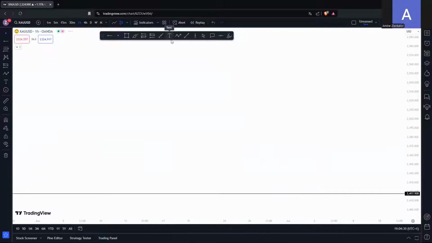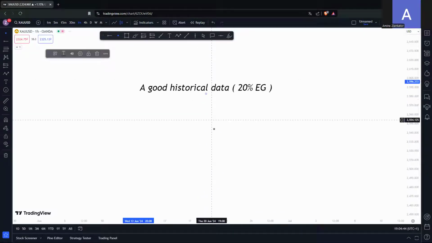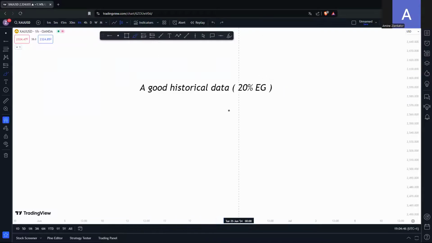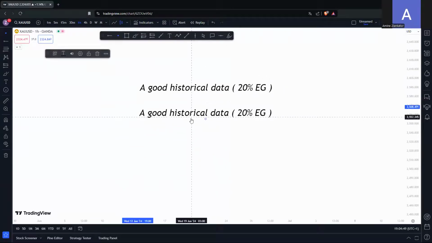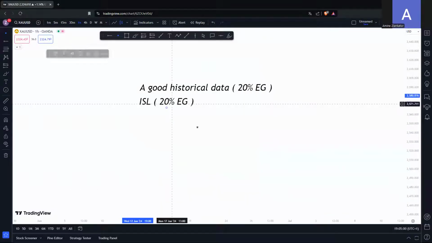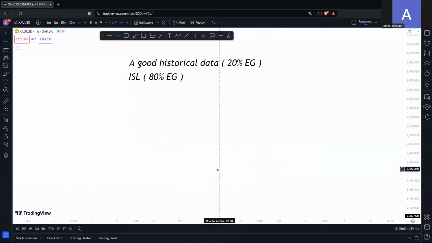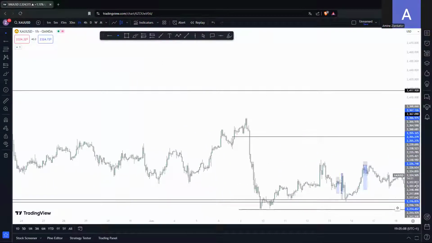What are these two conditions? The first one is a good historical data, okay? This basically represents 20% of the engulf, okay, if it's good or not. So if you have an engulf and the only condition that it has is this, then the engulf is bad. If the engulf has the second condition, which is the 80% left, which is called ISL, right? If it has the ISL.